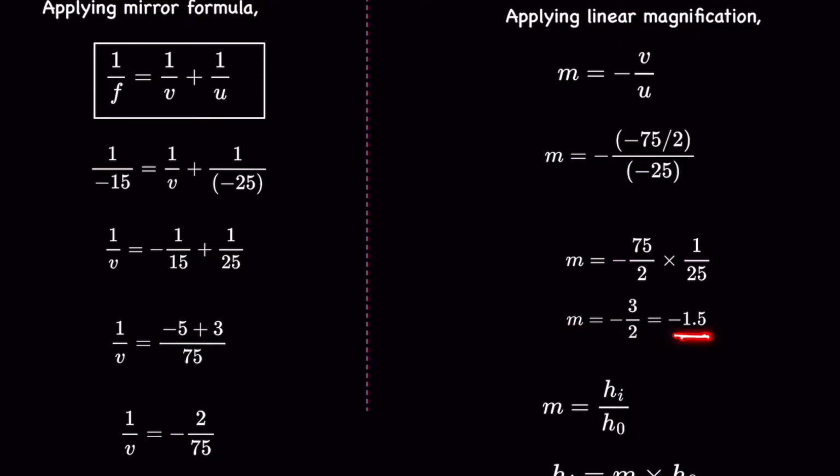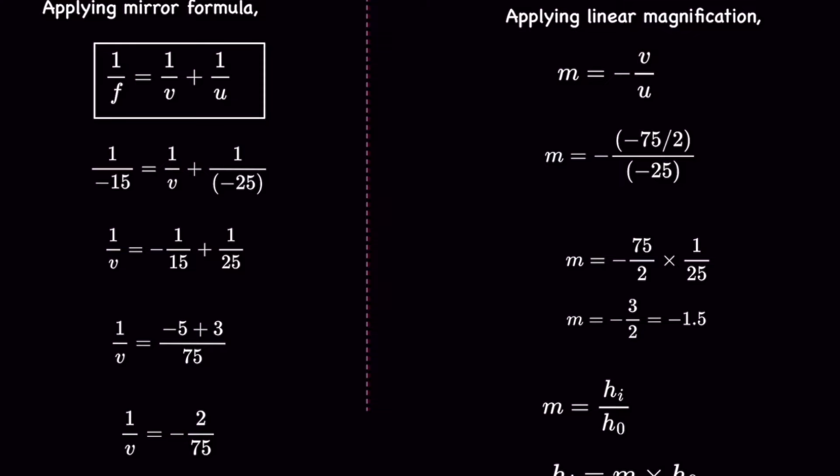Previously I told you when it is negative, it means it is real and inverted. And the magnitude is 1.5, so it is more than 1. So it means that it is also magnified. So we got the magnification value.